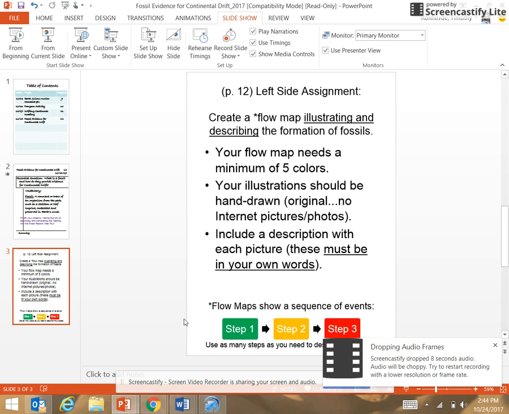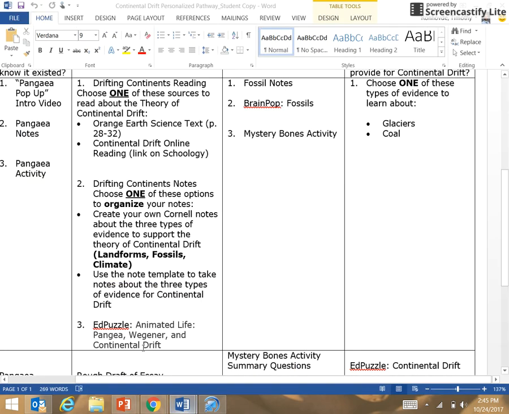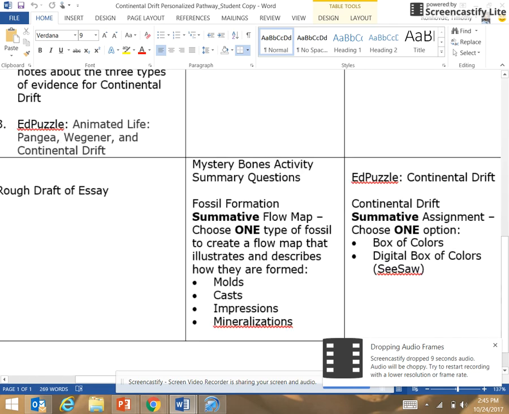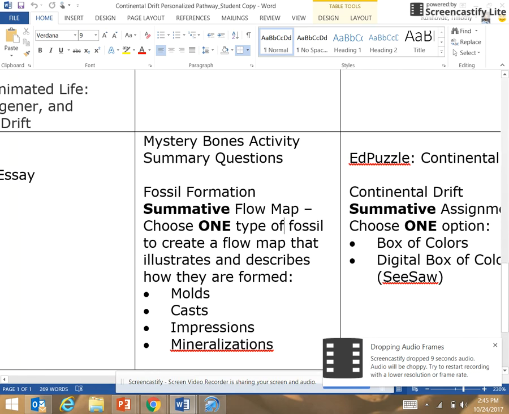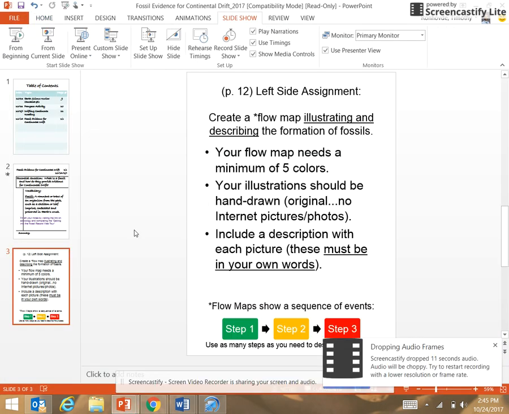Otherwise, it'll never fossilize and never be found. So that's your homework. And my last part, you got to choose. So for your homework, you're supposed to choose one type of fossil. So whether you're talking about molds, casts, impressions, or mineralizations, and those are all in today's presentation. So pick one of those, and then open up your directions and make a flow map on the left side of page 12. That's worth 4 summative points. You'll be sharing it with your lab group next class.